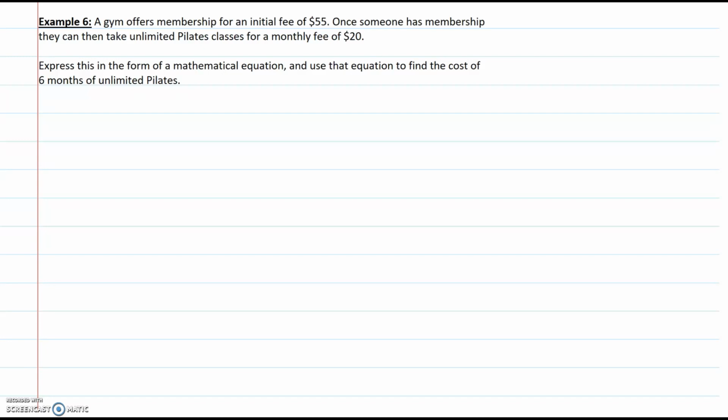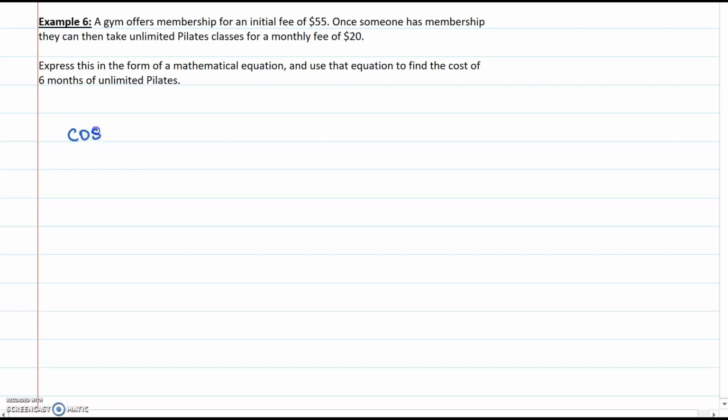Okay, when I get a word problem like this, I usually try and ask myself, can we posit the question this way: is there one thing that depends on something else? So you ask yourself that question: can I rewrite this in such a way that one thing depends on something else? And I think if you study this problem just for a few minutes, you'll see that the cost of taking the classes depends on the number of months for which you take those classes. Okay? So I would actually just write that down.